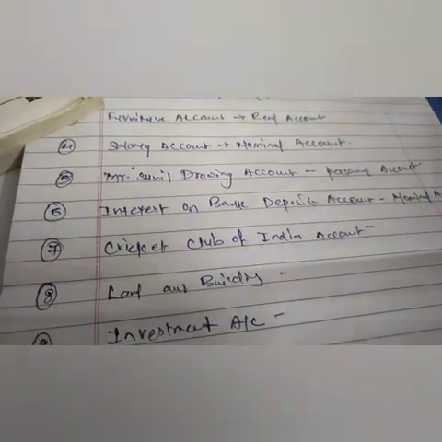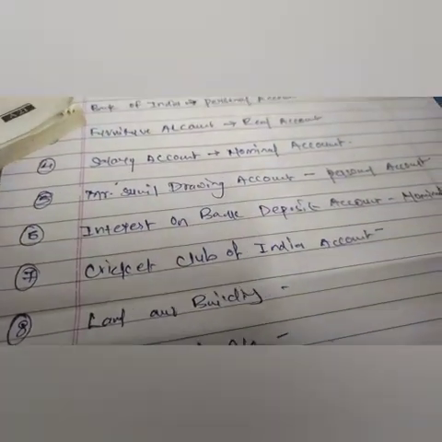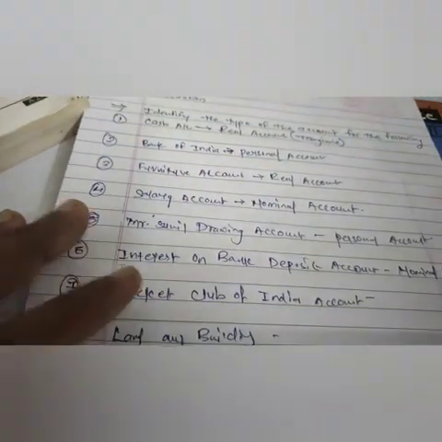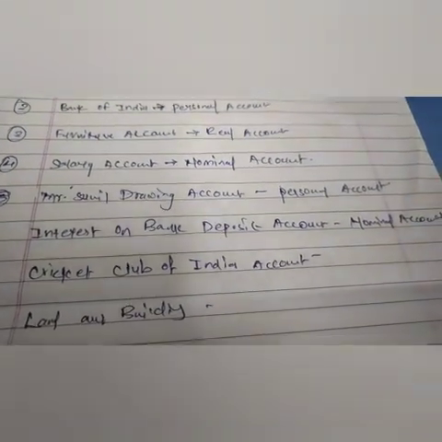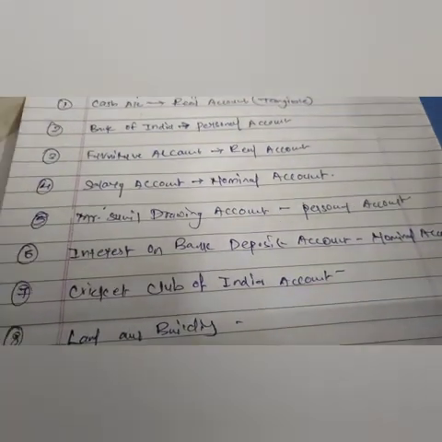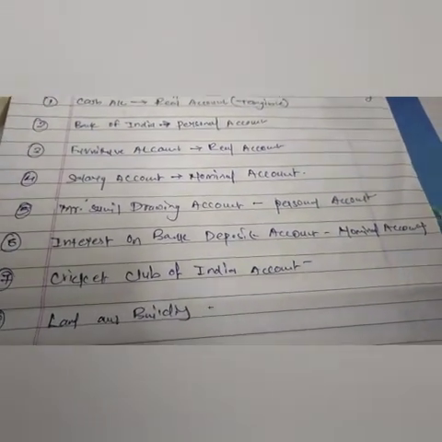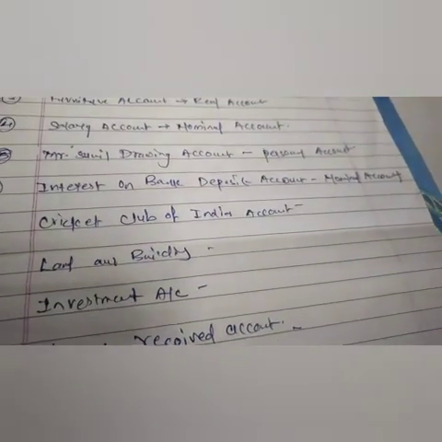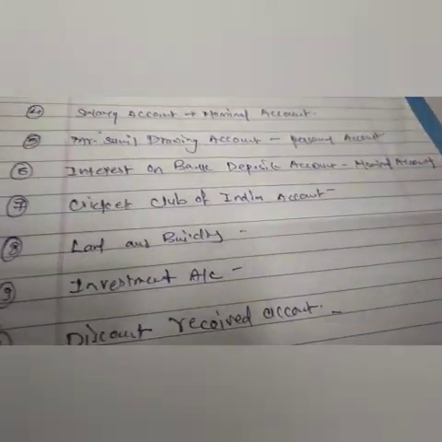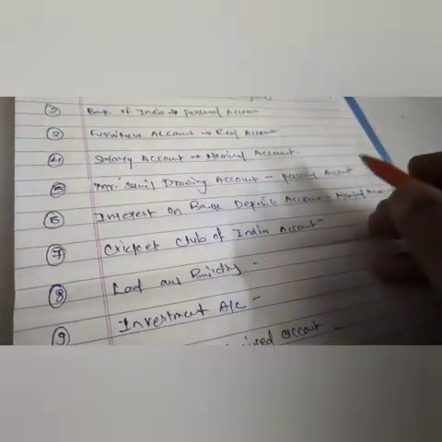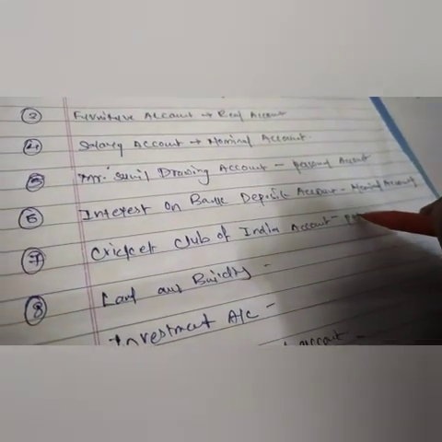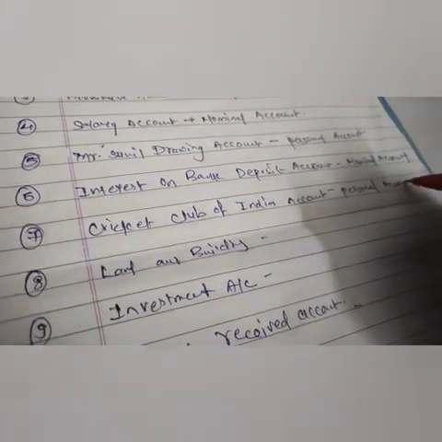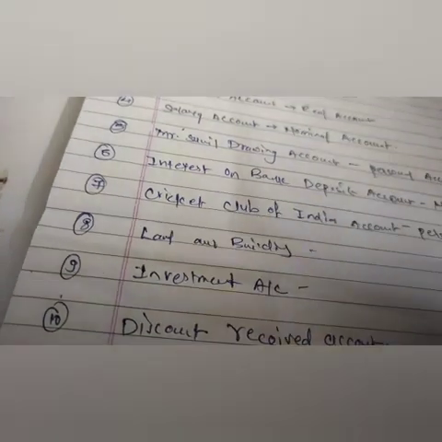Cricket Club of India account. Can anyone tell me in which category this account will come, whether it is a personal account, the real account, or the nominal account? The Cricket Club of India account is a personal account, because it is an artificial person. Personal account.